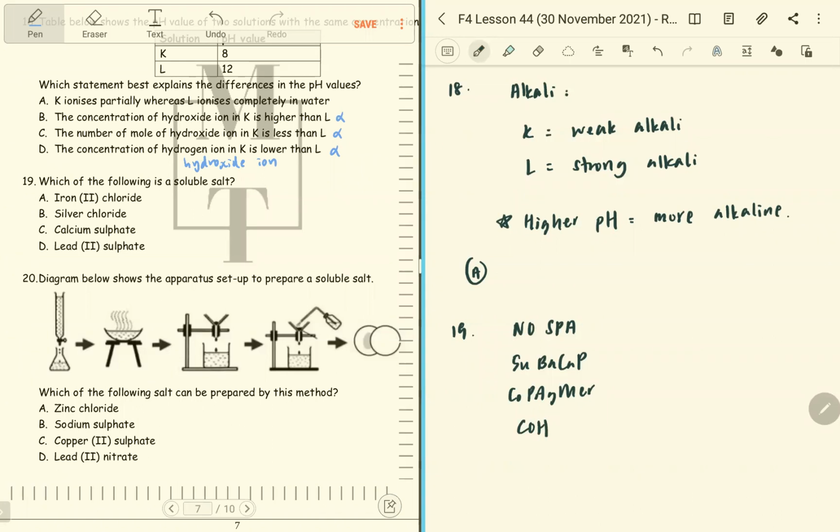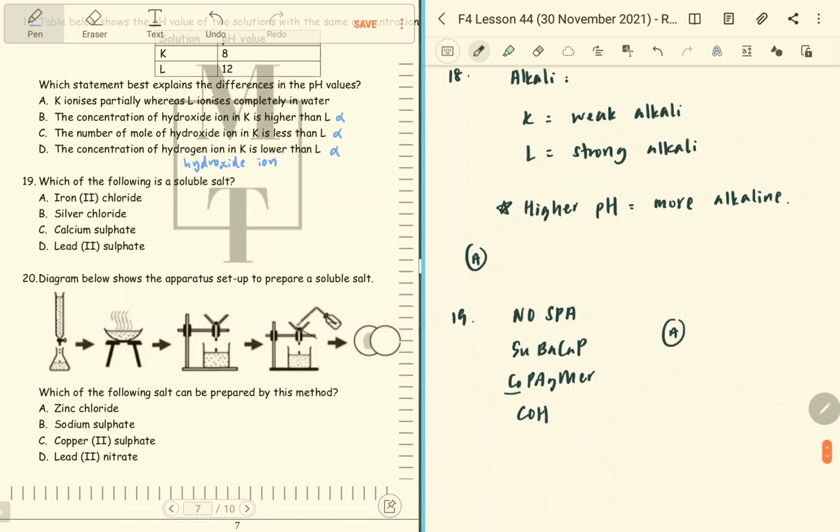So from here, I know the answer is A. Because for A chloride, we are looking at copacmer. You are not lead, you are not silver, you are not mercury, so you are soluble. For the second one, silver chloride, also using copacmer, I see silver here. So silver chloride is insoluble.